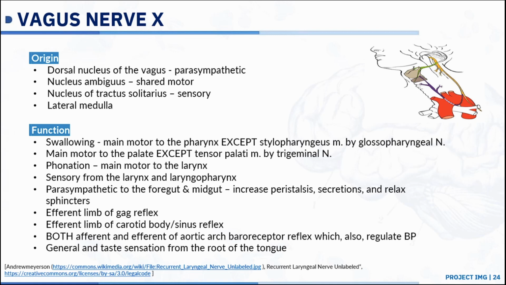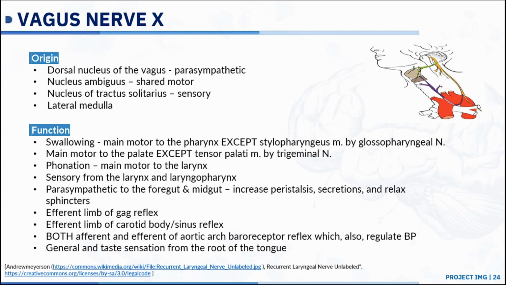Vagus nerve 10. Origin: dorsal nucleus of the vagus parasympathetic, nucleus ambiguus shared motor, nucleus tractus solitarius sensory, lateral medulla. Function: swallowing. Main motor to the pharynx except stylopharyngeus, supplied by the glossopharyngeal nerve. Main motor to the palate except tensor palati, supplied by the trigeminal nerve.